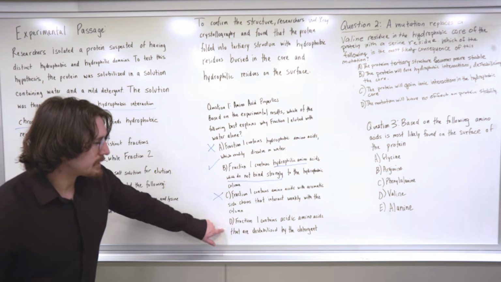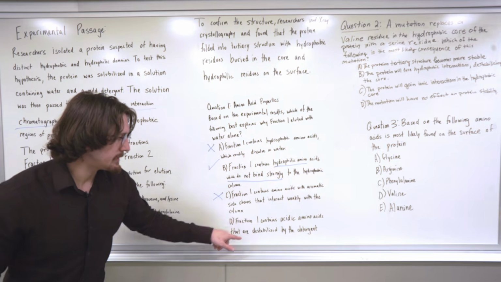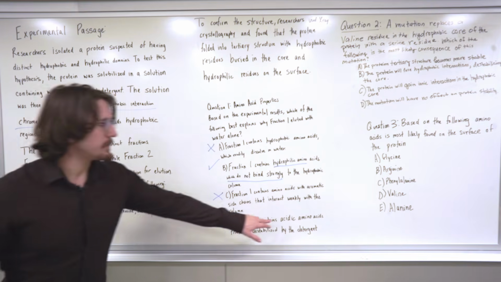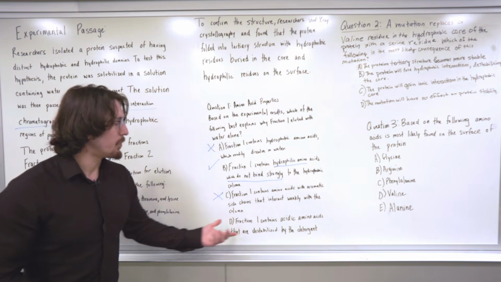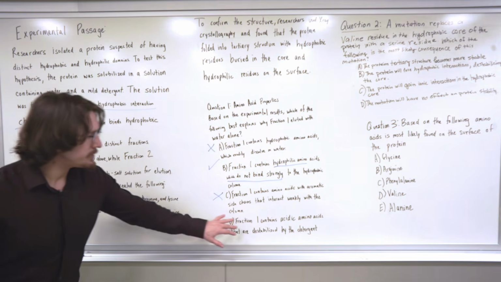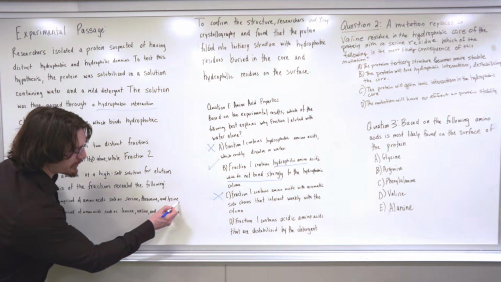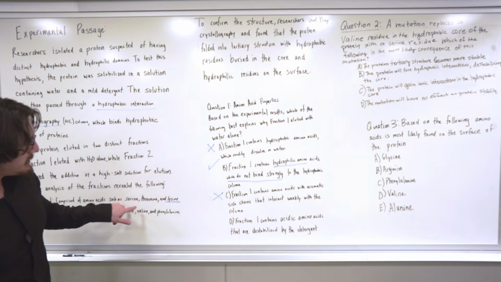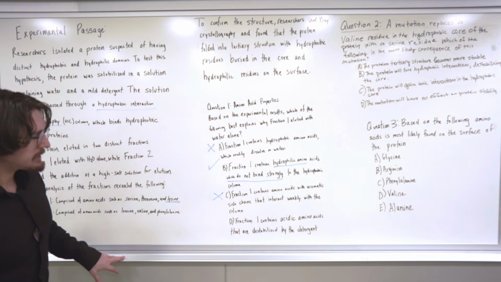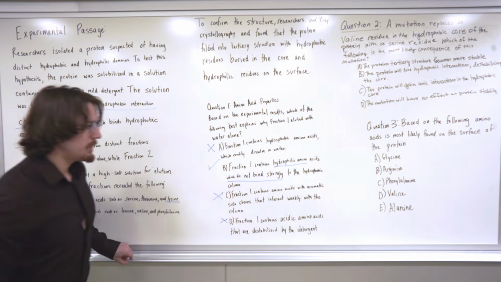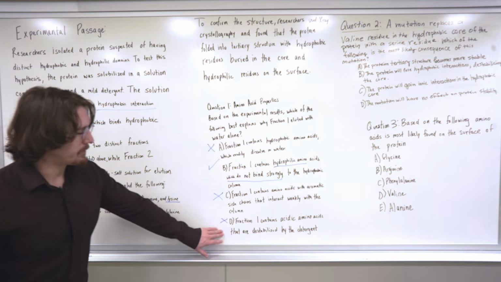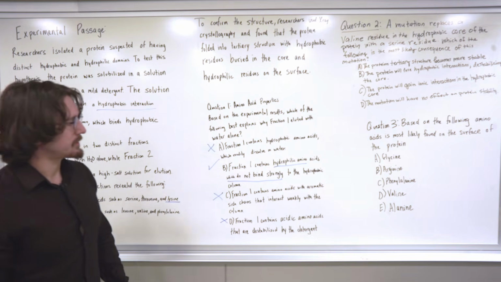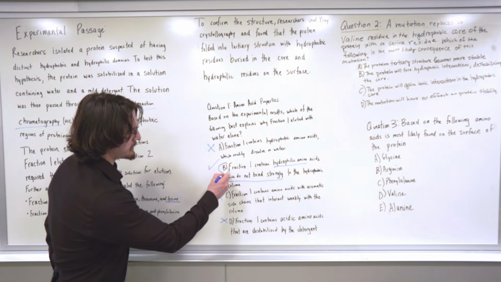And then D, fraction 1 contains acidic amino acids that are destabilized by the detergent. So, this one we have to think about because acidic amino acids are indeed polar, right? And these are all polar. But the issue is that lysine, the only charged one, is actually basic or alkaline. It's not acidic, right? And then these two are not acidic. They're not even ionized, all right? So that's why this one's wrong, okay? We might have to think about that one a little bit before we rule that out, but we see that there's no mention of an acidic amino acid, so that's why that's wrong. So yes, B is indeed the correct answer, all right?